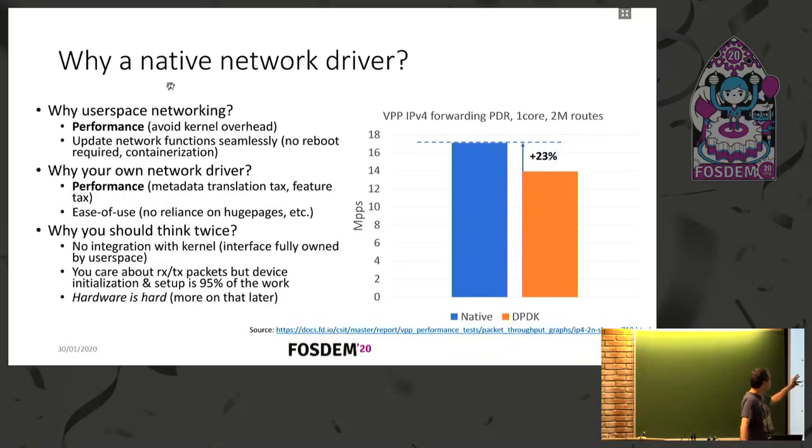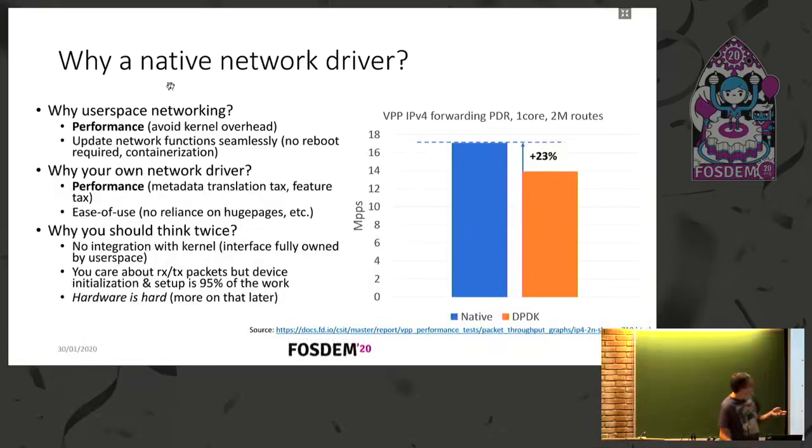So first, why do we do user space networking? Mostly because of performance, but also because it allows us to update network functions in the field more easily. If you have some networking functions that you need to update, you don't necessarily want your whole host to be down because you need to reboot to start a new kernel. So these are the features that user space networking brings us.